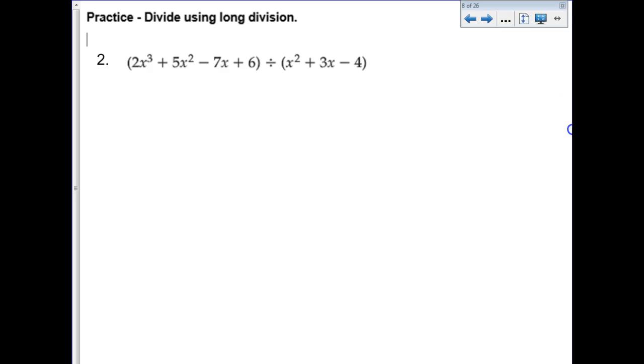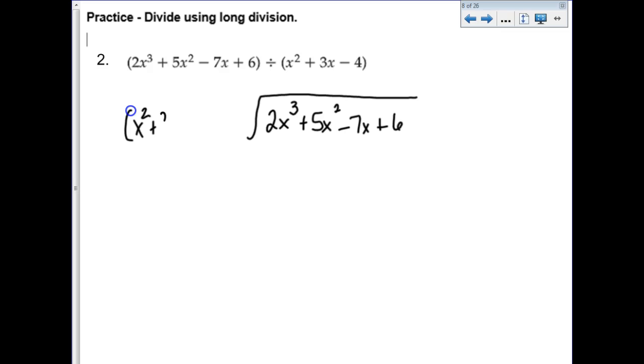Alrighty, here we go. This time, your divisor is no longer a two-term binomial. This time your divisor is a three-term trinomial quadratic. The process does not change though, guys. Nothing's going to be different here. So 2x to the third power plus 5x squared. Okay, there's no missing terms. That's good. And then your divisor, x squared plus 3x minus 4.